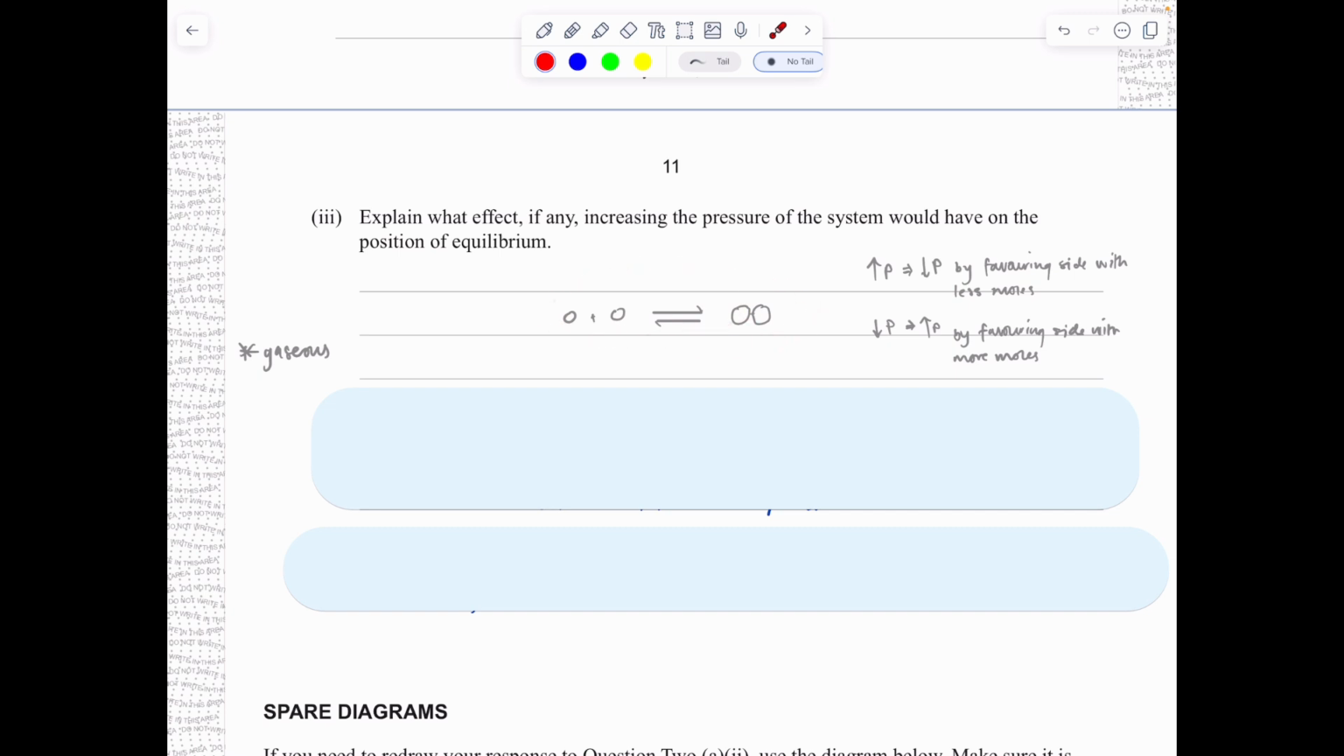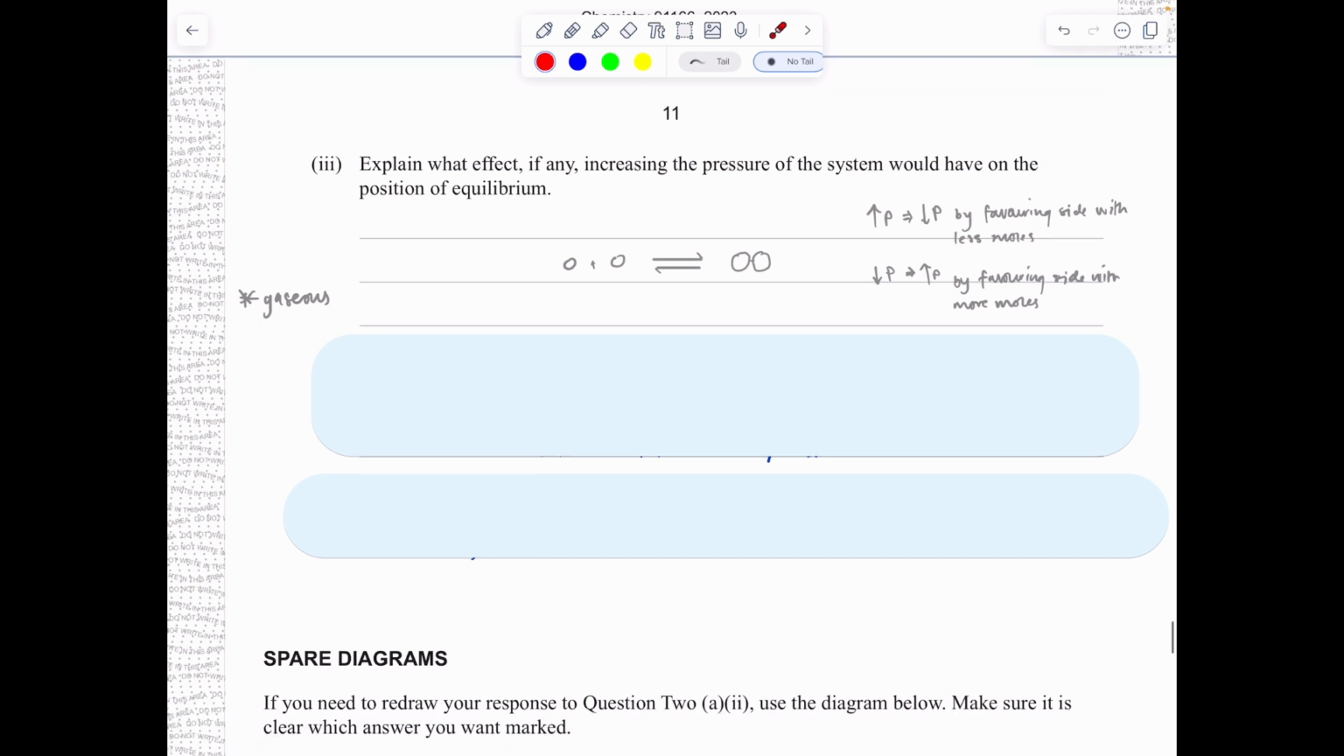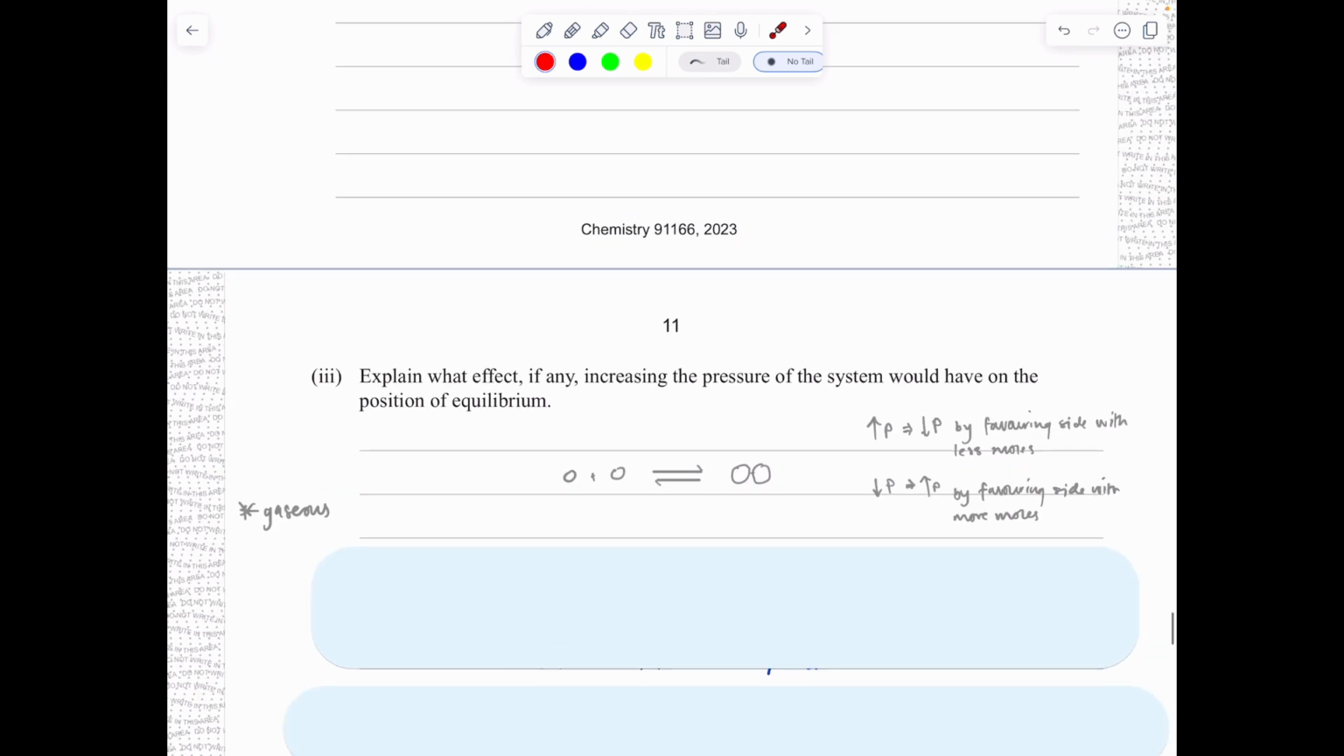So in this diagram over here, if we increase the pressure, we're going to have to bring that pressure back down by favouring the side with the least amount of moles. In contrast, if we decrease the pressure of the system, equilibrium will want to counteract that by increasing the pressure back up. It does this by favouring the side with more moles, because more moles creates more pressure, okay? So, let's have a look at the equation that we're actually dealing with.